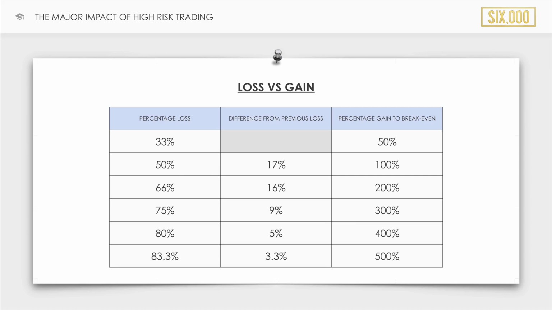And this just continues, and what we see here is a pattern. The difference from the previous loss gets smaller, and the percentage gain to break even becomes much, much larger. We can see that it's going from 100%, 200%, 300%, 400%, 500%. The next figure, the difference from previous loss is less than 3%, I would imagine. It would be around about 2.7%, and you would need to grow your account by 600%.